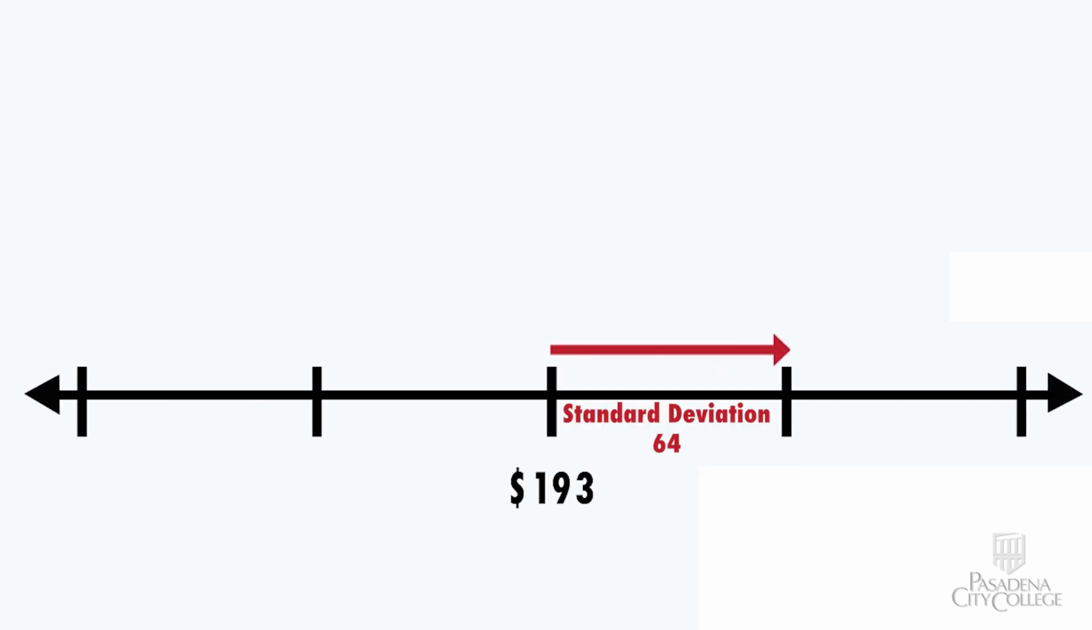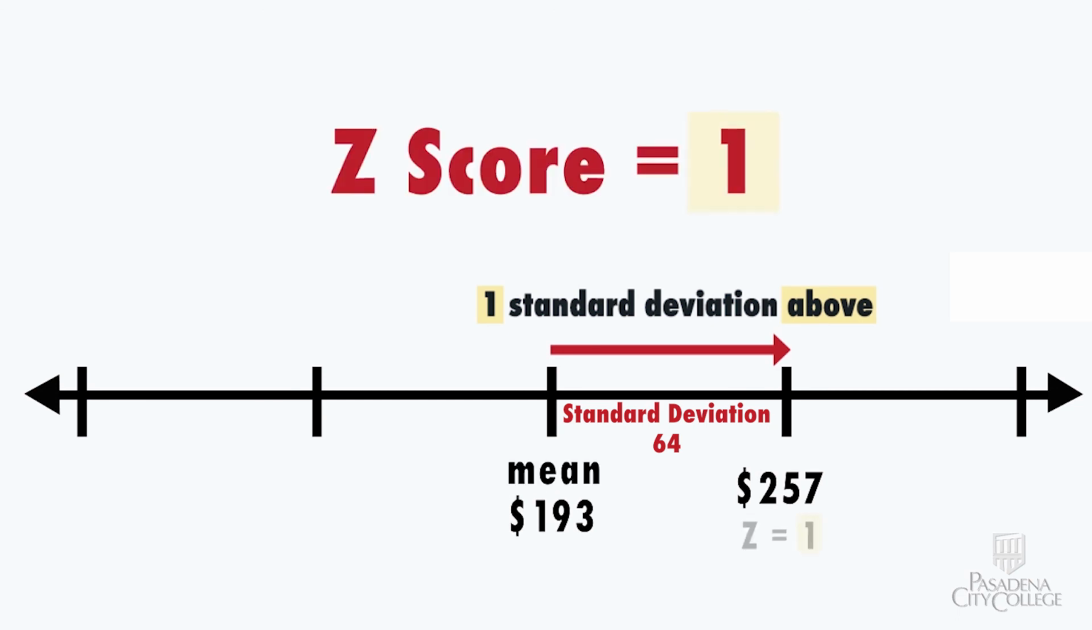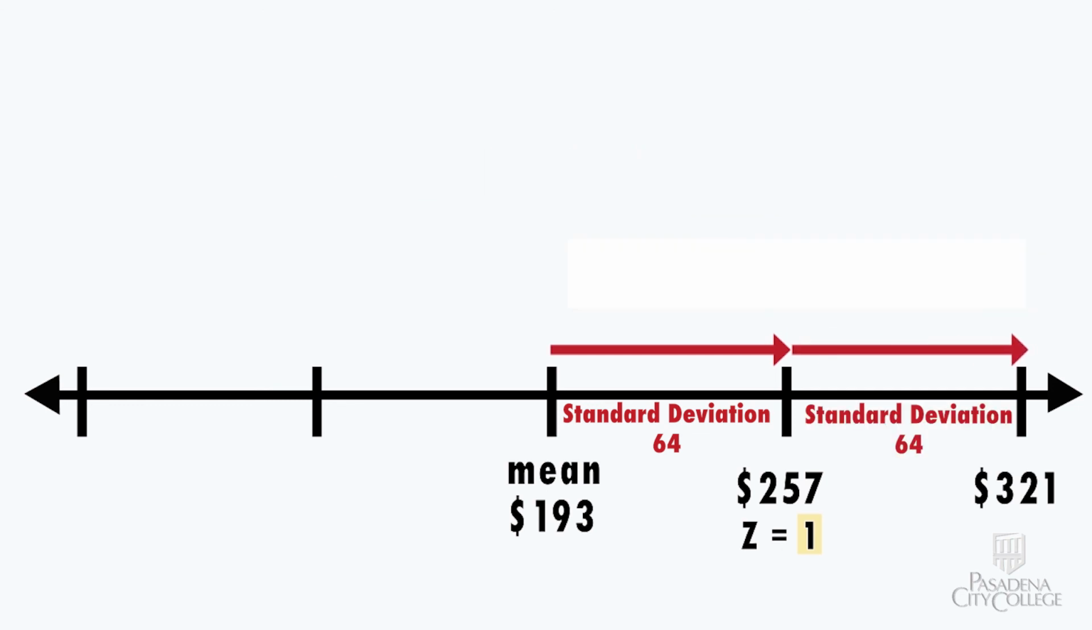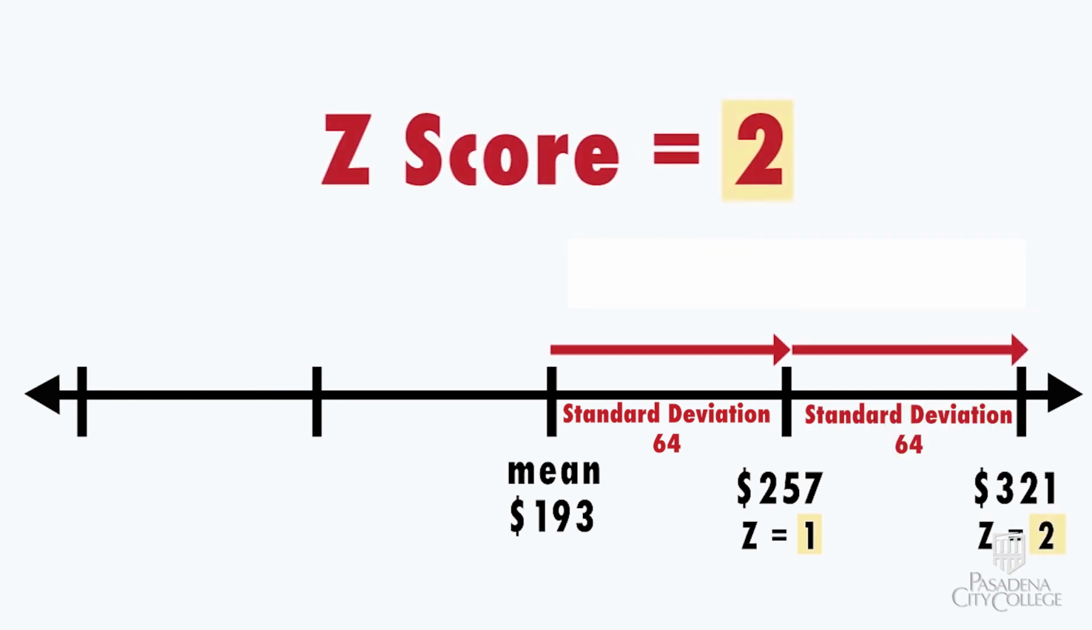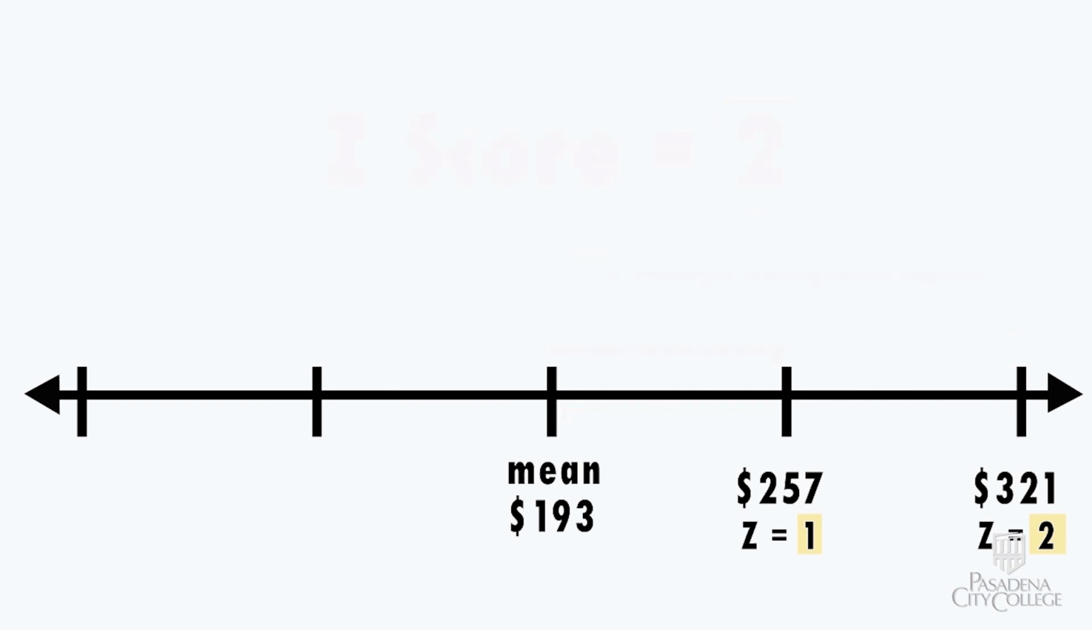In our math textbook example, the mean was 193, and we had a standard deviation of 64. One standard deviation above the mean was 257. This would give you a z equal to 1, because 257 is exactly 1 standard deviation above the mean. Right. And a textbook costing $321 will give you a Z-score of 2, because 321 is exactly 2 standard deviations above the mean. What if the price is below the mean?